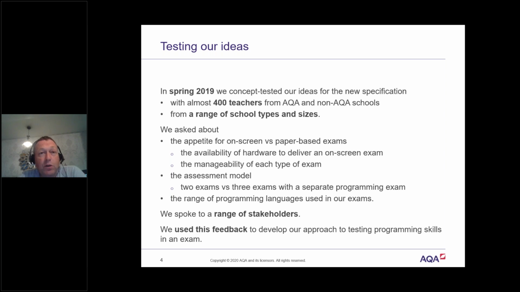I think the feeling was, as you're probably aware, we were told by Ofqual that we had to move away from a non-exam assessment, an NEA or a programming project, and we had to assess programming skills by examination. So what we were asking teachers about is their appetite for a paper-based assessment of programming skills or an on-screen assessment of programming skills.